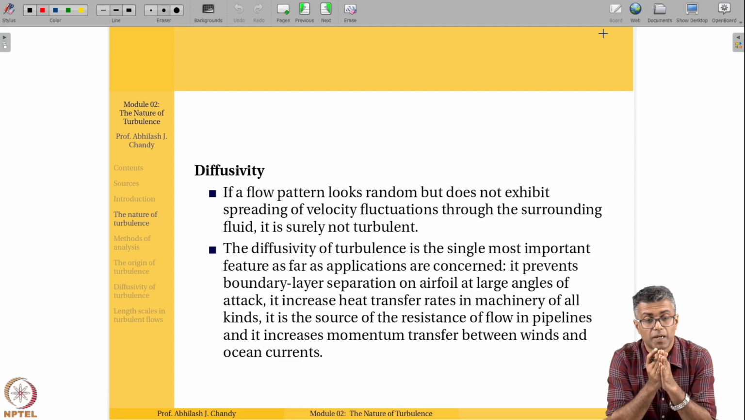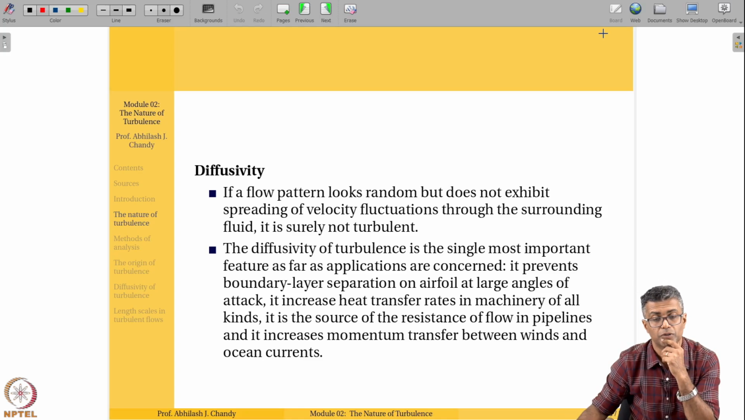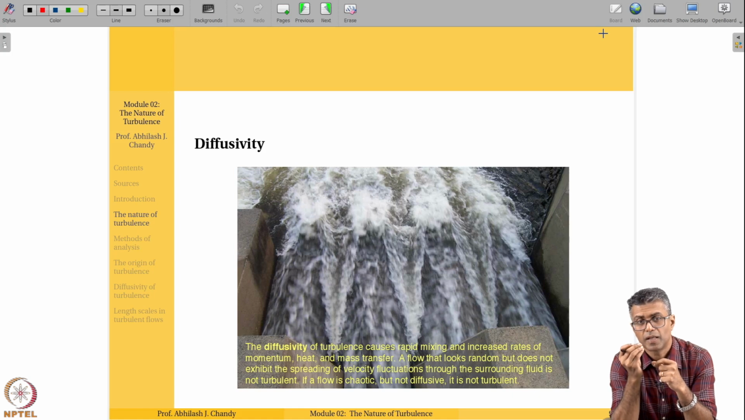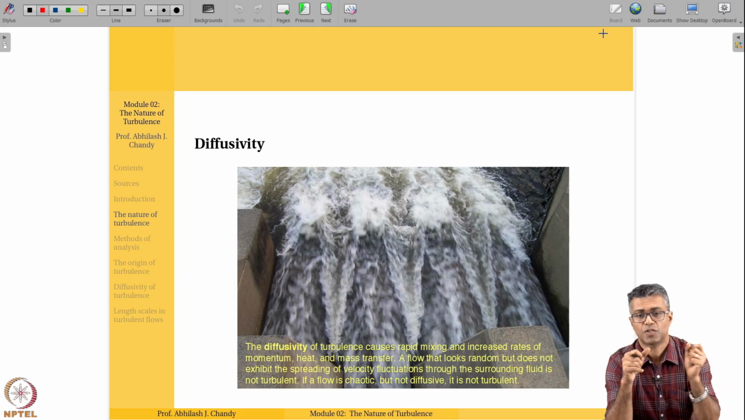The next and probably the most important attribute of turbulence is diffusivity. So diffusivity is a very important attribute of turbulence. I show this through this figurative illustration where I have these jets of water that are emanating. And we have talked about this briefly at least. Diffusivity is the enhanced mixing feature of turbulence. It causes rapid mixing and increased rates of momentum transfer, heat transfer, mass transfer.